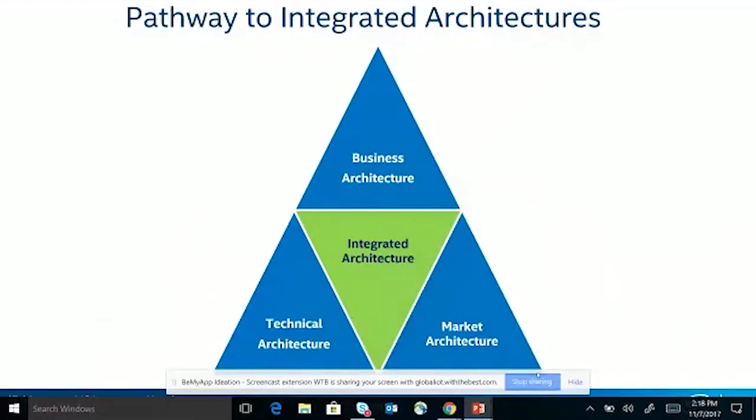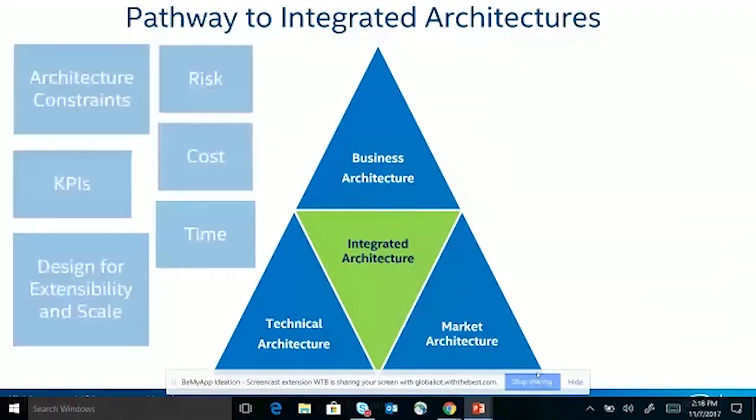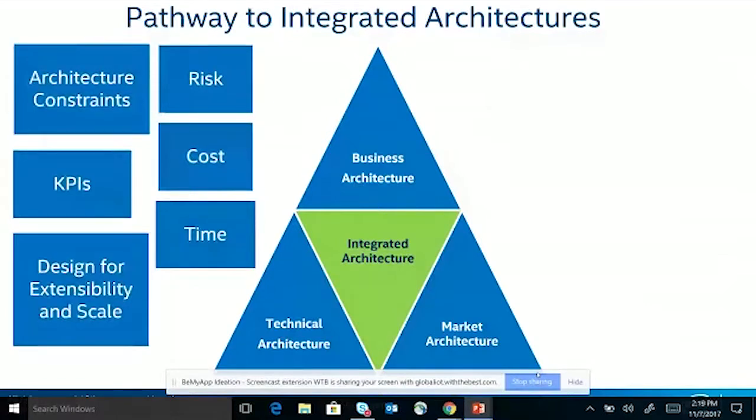So as I started to unpack the differences, one of the key important aspects for developers who are approaching the public sector is to understand your business architecture, your technical architecture, and then also your market architecture, because by working all three of these at the same time, you'll be able to understand the architecture constraints, because each one of these will have some differences.